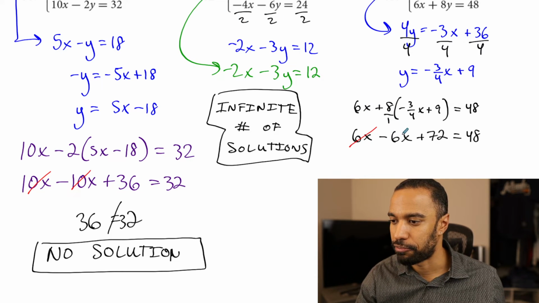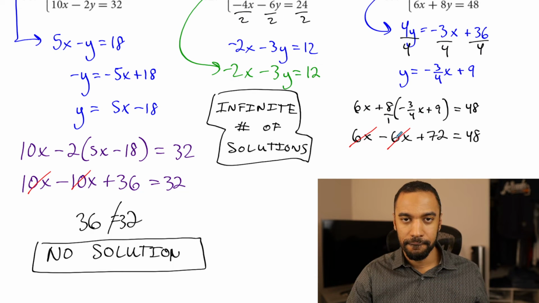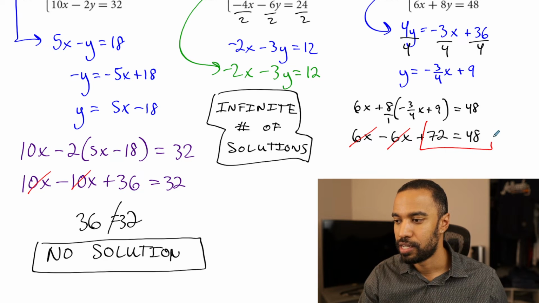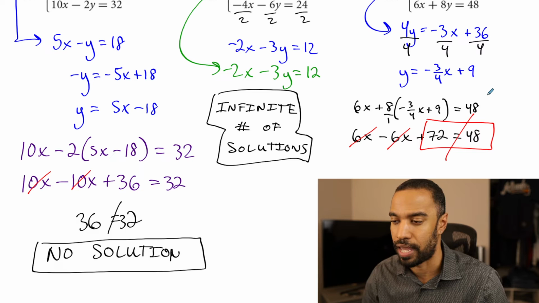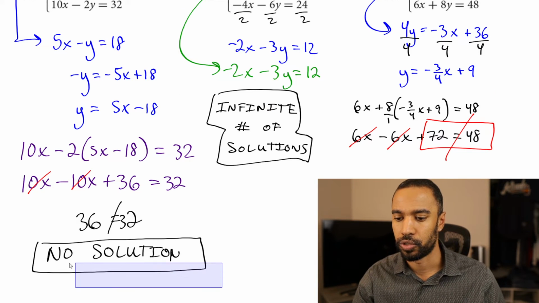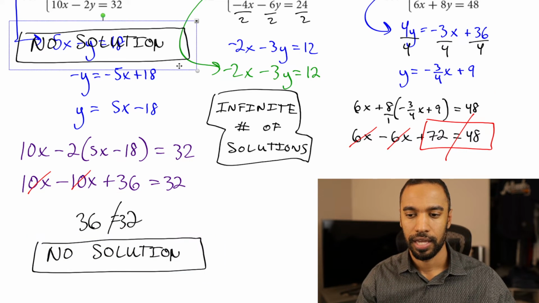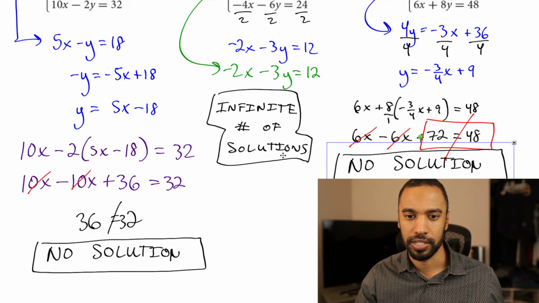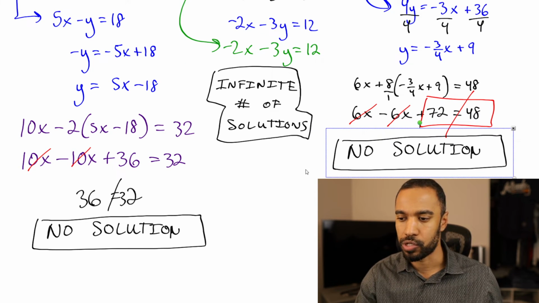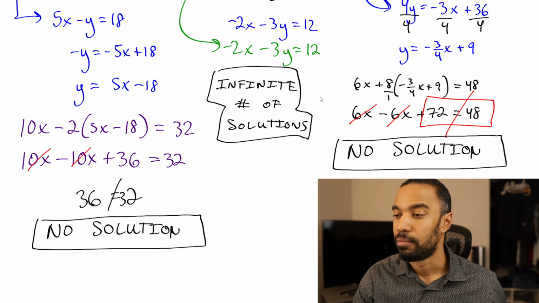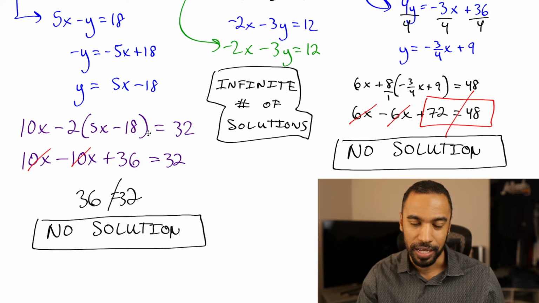Once again, it's your infamous case: the variables are gone, so you're left with a statement that does not lay claim to any valid truth. 72 does not equal 48. This, of course, is a no solution case. My happy copy-paste guy right here is going to tell you the same thing. No solution for that problem, and we talked about that as you looked at the problem beforehand. Parallel lines. They're parallel lines is what they are.